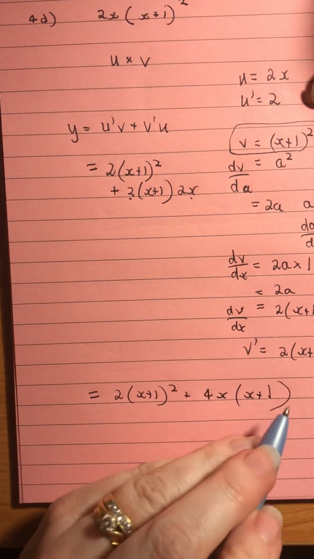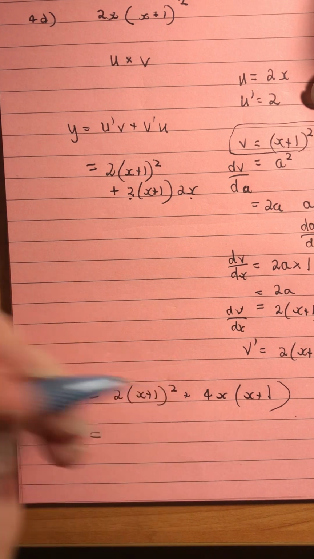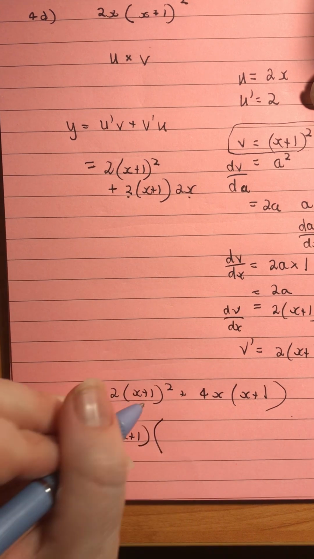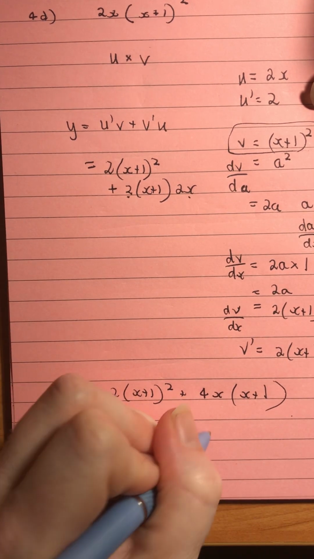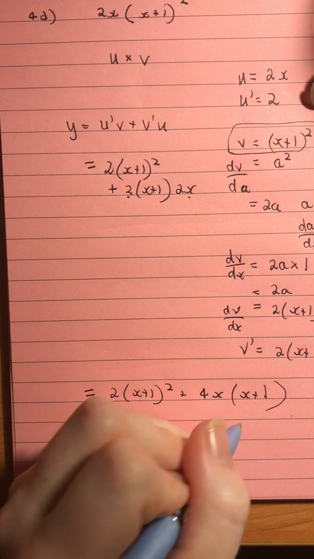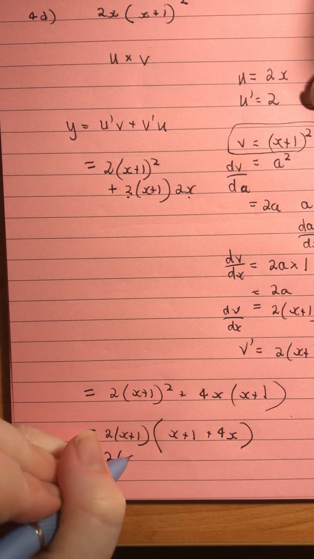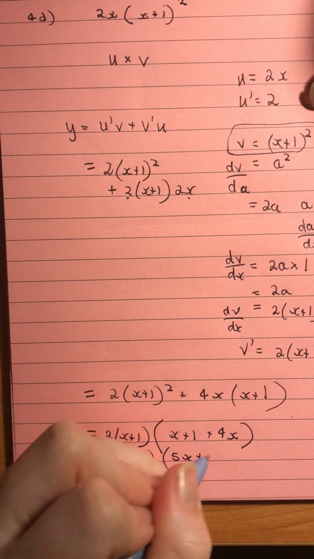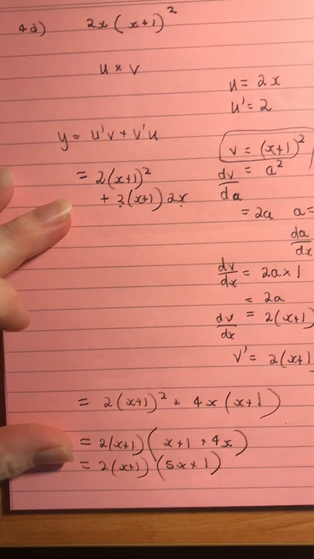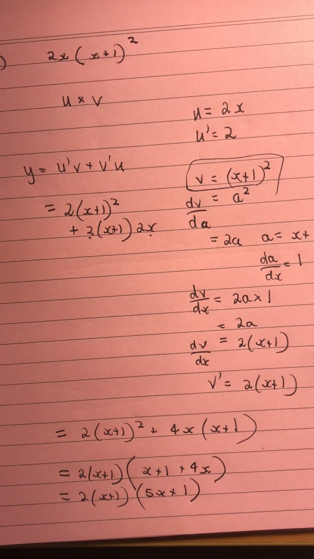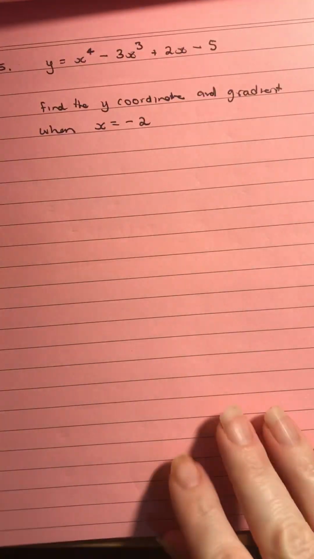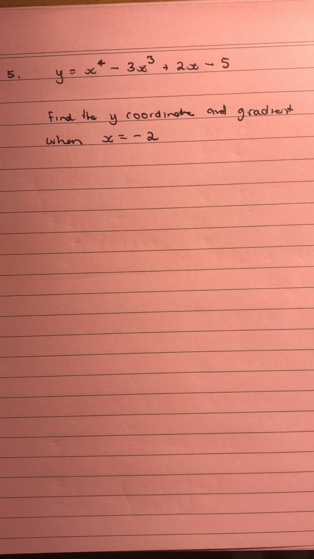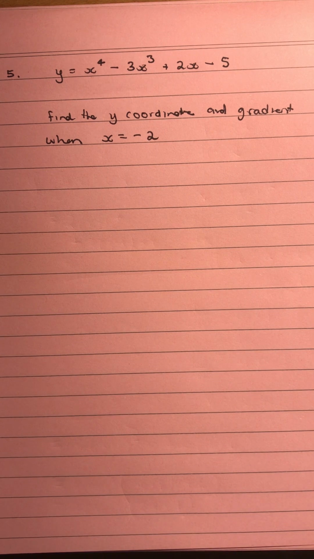Now what we can actually do is take out a common factor of 2 outside of x plus 1, and then in the second bracket we can put the leftover, which will be the x plus 1 plus 4x, and so we get 2 outside of x plus 1, and then here we've got x plus 4x is 5x plus 1. So that's a nice little one that can get put into exams where it's a chain rule inside a product rule. And in the next video, I'm going to look at one where you might be asked to find the gradient at a certain point on the line.